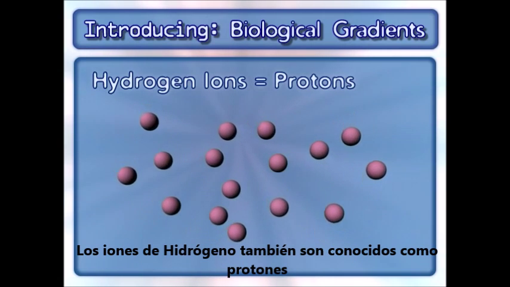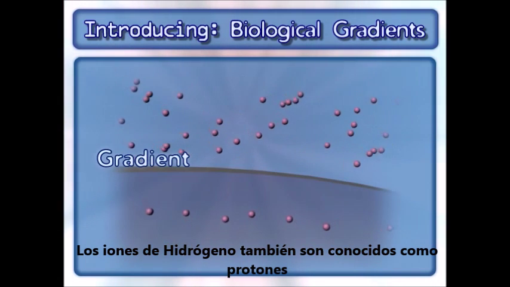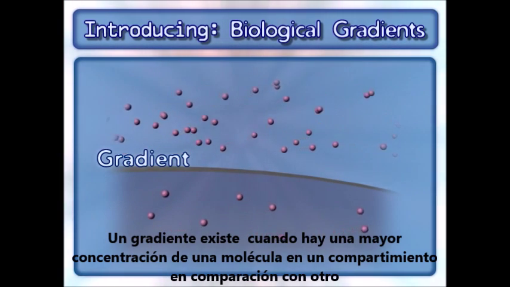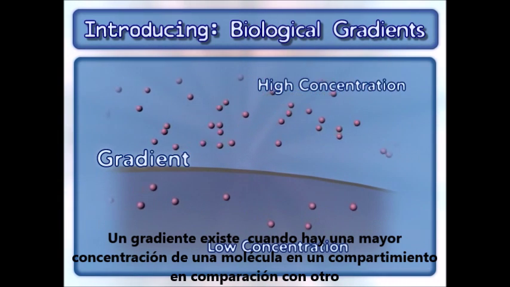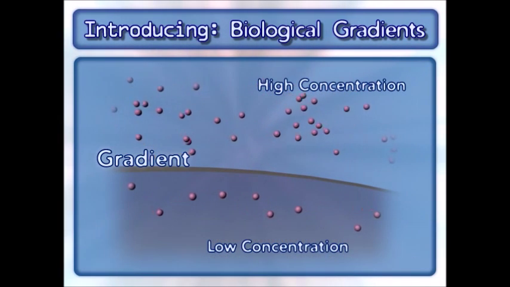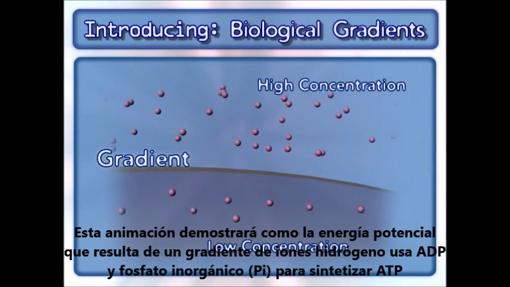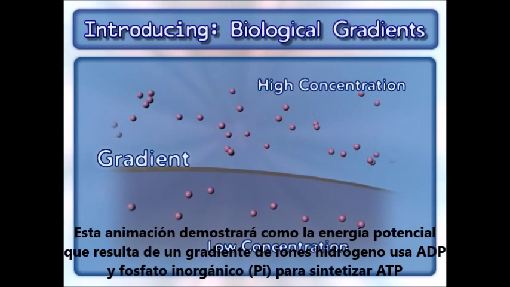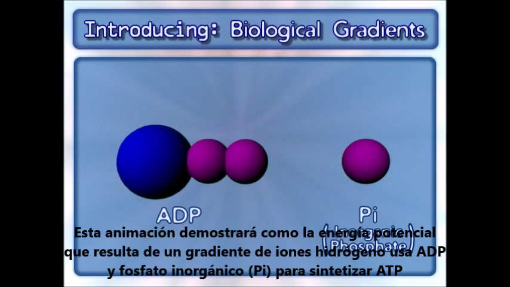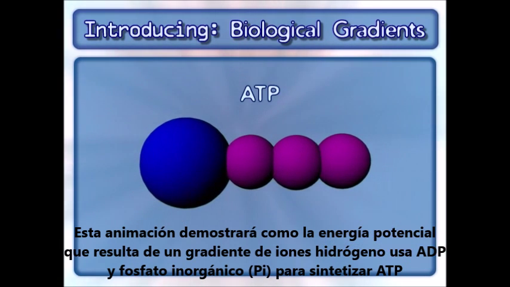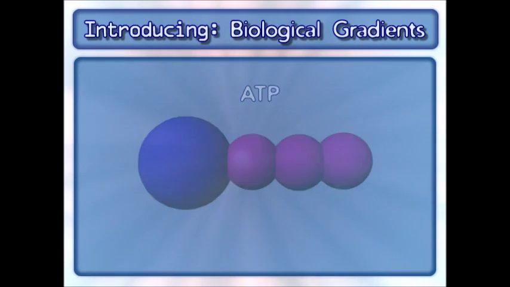Hydrogen ions are also known as protons. A gradient exists when there is a higher concentration of a molecule in one compartment compared to a neighboring compartment. This animation will demonstrate how the potential energy that results from a hydrogen ion gradient uses ADP and inorganic phosphate, also known as Pi, to synthesize ATP.